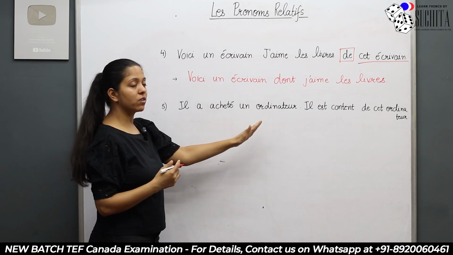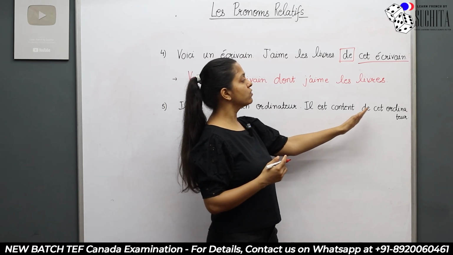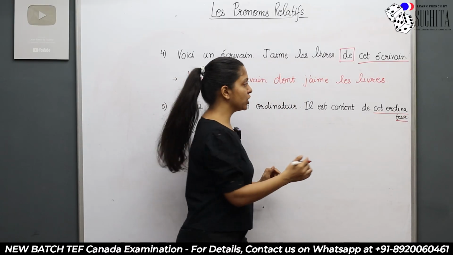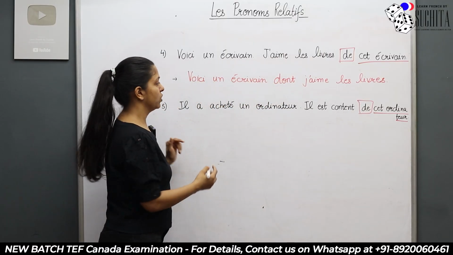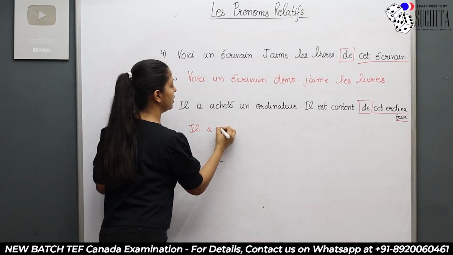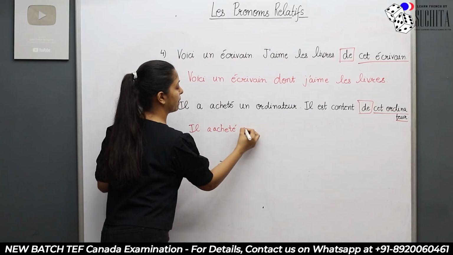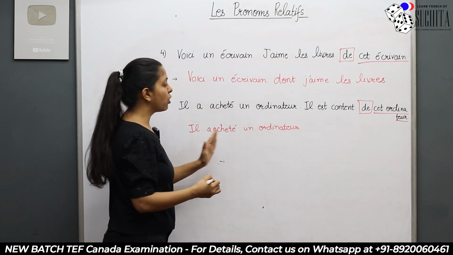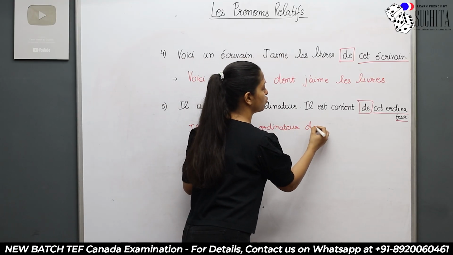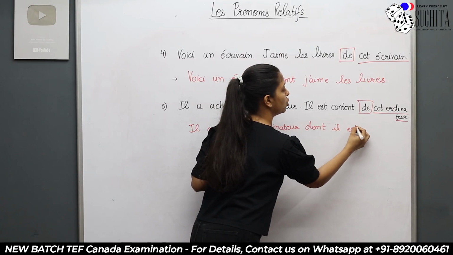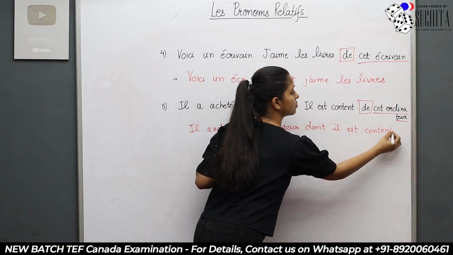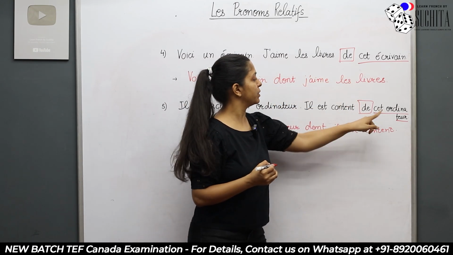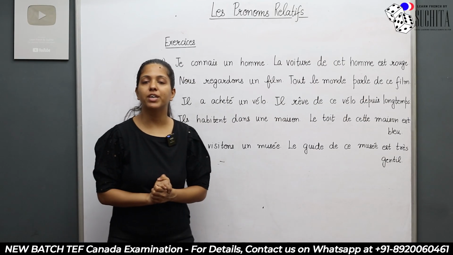Okay? Il a acheté un ordinateur. He has bought a computer. Il est content de cet ordinateur. He is happy with this computer. So this is my repetition, and this is my preposition "de". So I will say, il a acheté un ordinateur. He has bought a computer of which he is happy. So dont il est content. So in both these examples, in order to avoid the preposition "de" plus repetition, I have written dont.